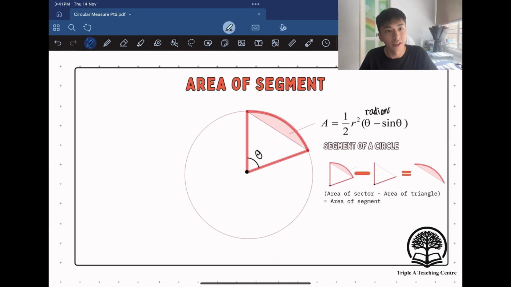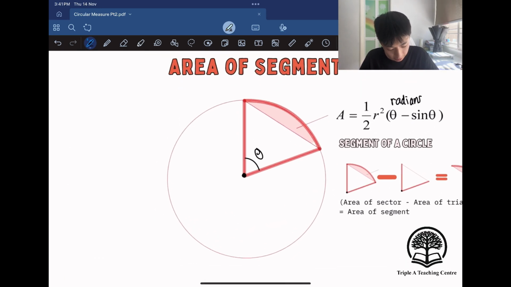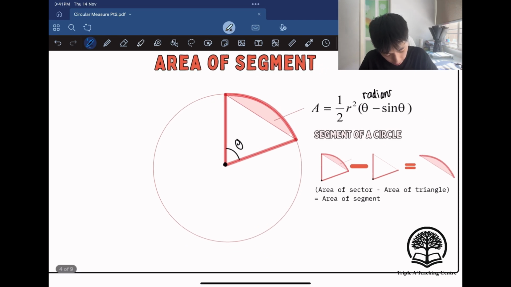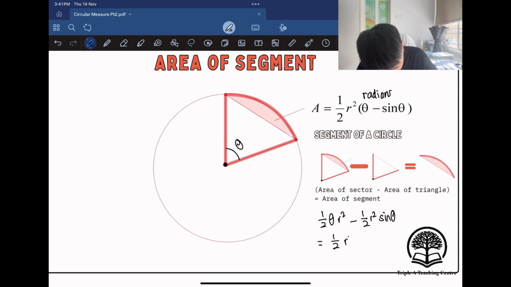This formula is actually derived by taking the area of the entire sector, as we know is 1/2 theta R squared, minus the area of the triangle. Do you still remember area of triangle? I'm going to give you 3 seconds. 3, 2, 1. Okay, area of triangle is 1/2 R squared sine theta, right? After you factorize this formula, you should get 1/2 R squared times theta minus sine theta.